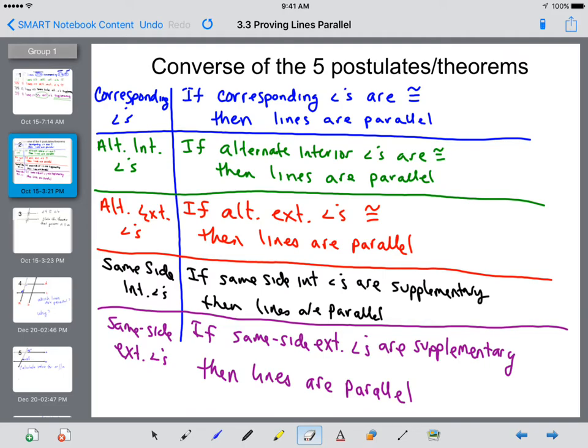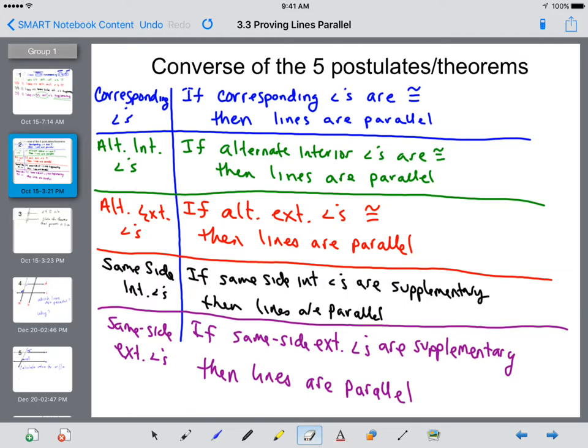Now we're talking about if corresponding angles are congruent, then our lines are parallel. It's the reverse of everything. Before, we needed our lines to be parallel and then we knew corresponding angles are congruent. Now, if we know corresponding angles are congruent, we know the lines are parallel. Pause the video if you need more time recording these words.